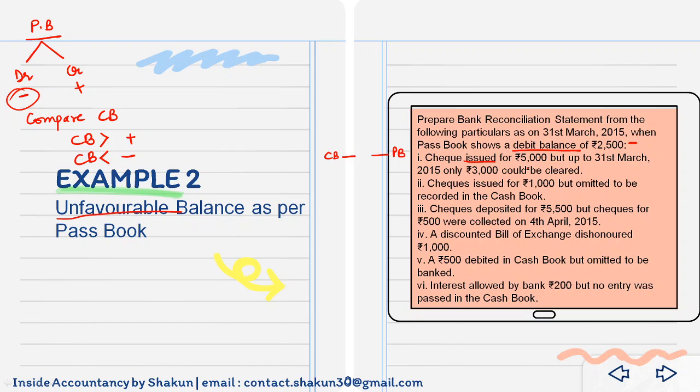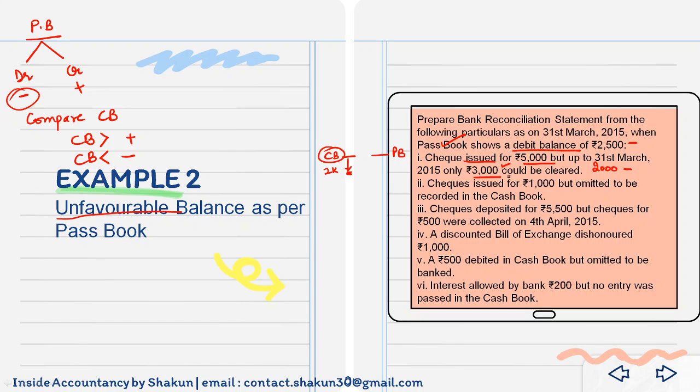We are only concerned about that transaction which was not recorded in either of the two places. So out of 5,000, since 3,000 has already been cleared, we are not concerned with 3,000. We are concerned with the 2,000 which has been issued but not been cleared. So my cash book was decreased by 2,000, but my passbook was not decreased by 2,000. Since we have started the question with the passbook, we have to compare with the cash book. My cash book is lesser than the passbook, so this transaction will be a negative transaction. It will be shown in the minus column.